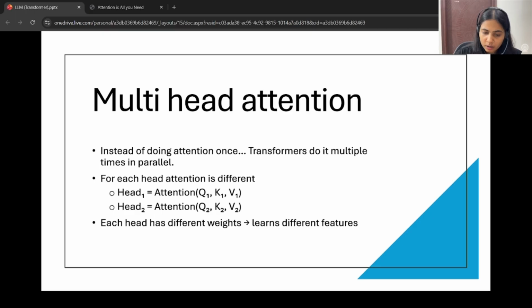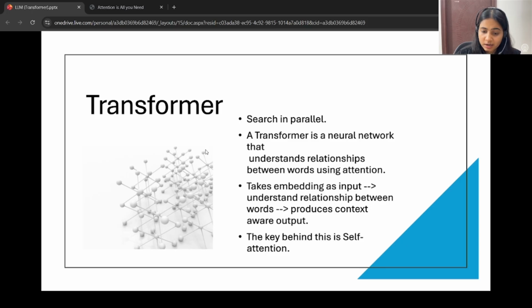When it comes over from head 1, it will have another number of parameters. Weight is nothing but a parameter, so we'll have a different number of parameters and it will learn different features, and after that, at the end, we'll be getting the responses. Okay, so now we'll move to the transformers.